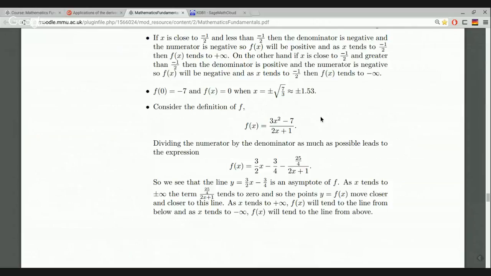Any questions about that, or any comments or clarifications you'd like on that? So you'll find a number of examples in the end of chapter exercises for you to try.